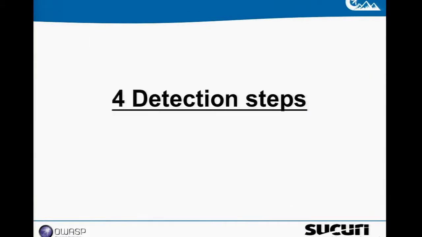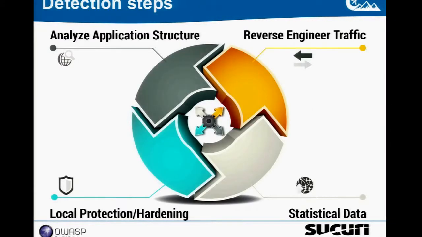So we have 4 detection steps. What are the 4 detection steps? We reverse the traffic. We generate traffic and analyze traffic, and we see what is regular traffic, what a normal user will do. And then we analyze the application structure. We have a bunch of files. You look into the directory of the application, you have 100 files, 1,000 files. So probably you could not cover all the files, but at least you could cover the most important files.